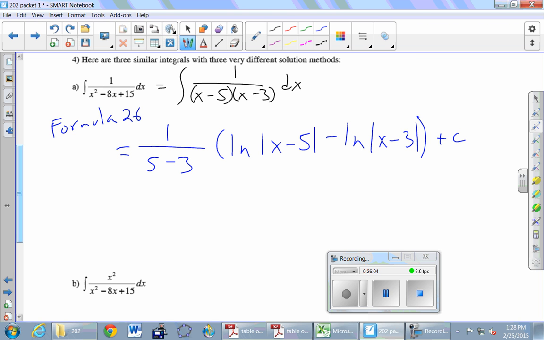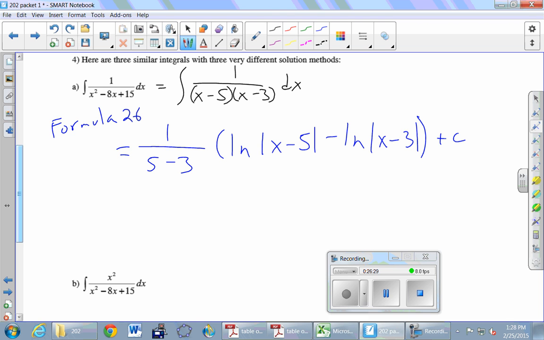Okay, part B, what's the only difference? X squared. So maybe the table can help me. What's going on near the table with 27? It's not x squared. It's a linear thing upstairs on 27 instead of a quadratic and x squared. So we can't use that. You can look around on the table, you won't see anything else that looks good either.